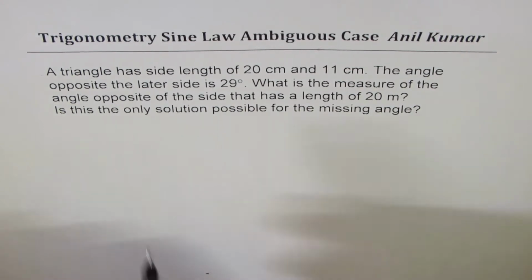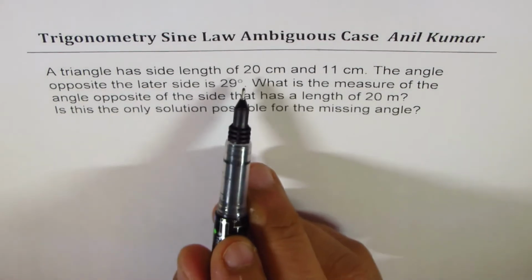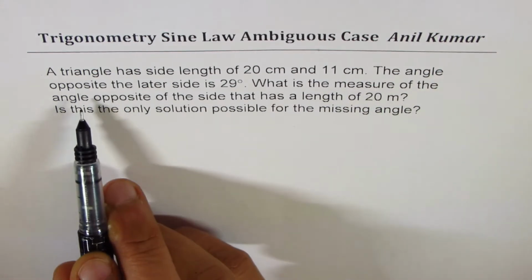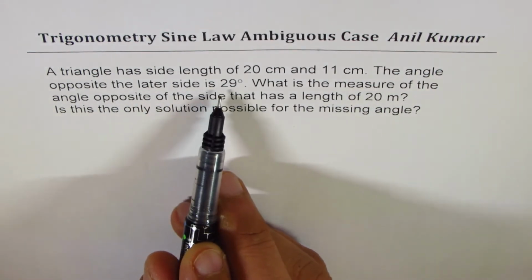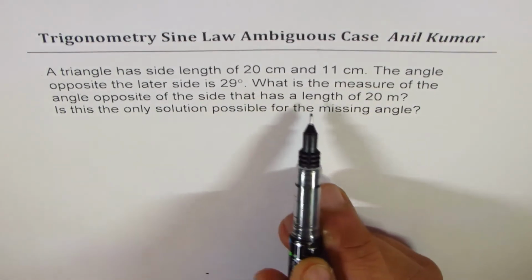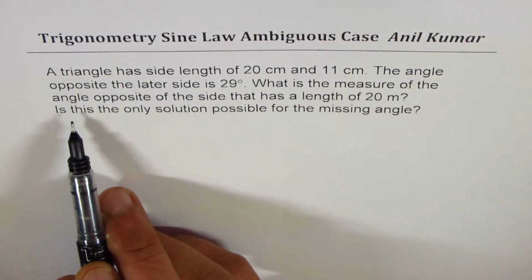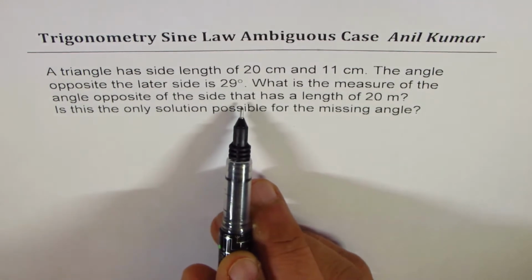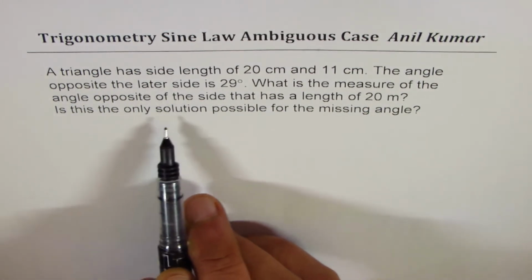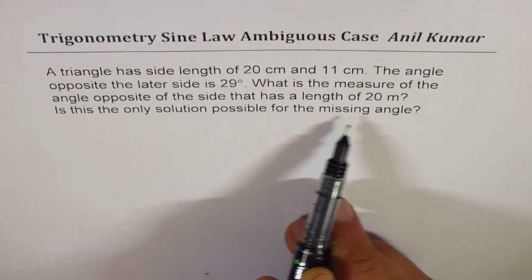The question is: a triangle has side lengths of 20 centimeters and 11 centimeters. The angle opposite the latter side is 29 degrees. That means opposite 11 centimeters is 29 degrees. What is the measure of the angle opposite the side that has a length of 20 centimeters? Is this the only solution possible for the missing angle?